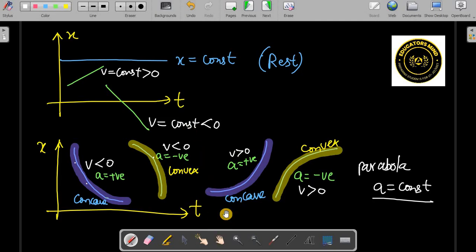And if this graph is a curve, or that curve is not a parabola, it is a different curve, that will represent just variable acceleration. So any other curve will represent that acceleration is not constant. That means it's a non-uniformly accelerated motion. That's the concept in the xt graph.